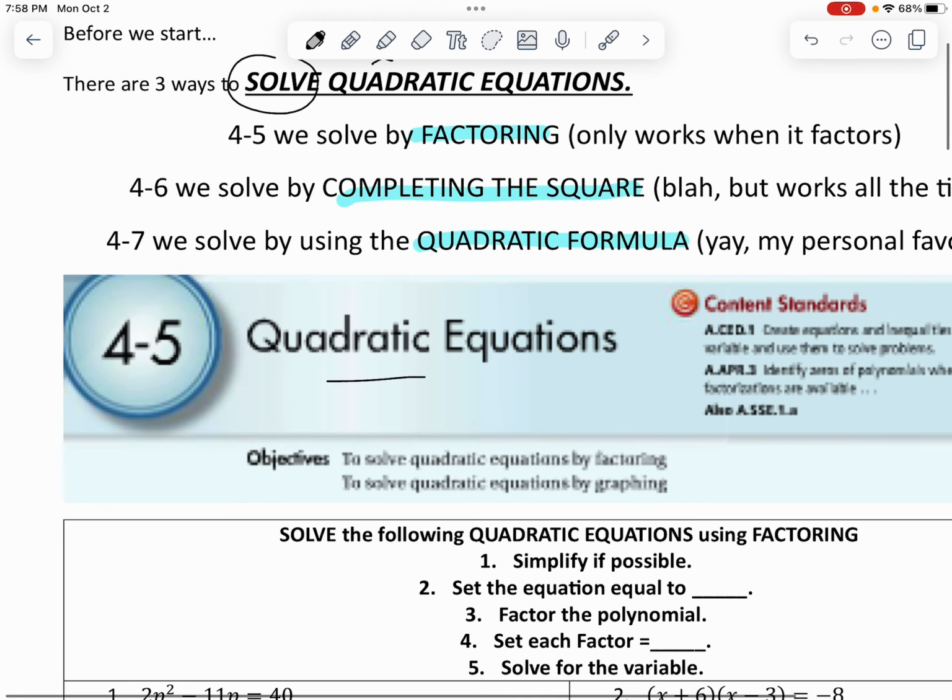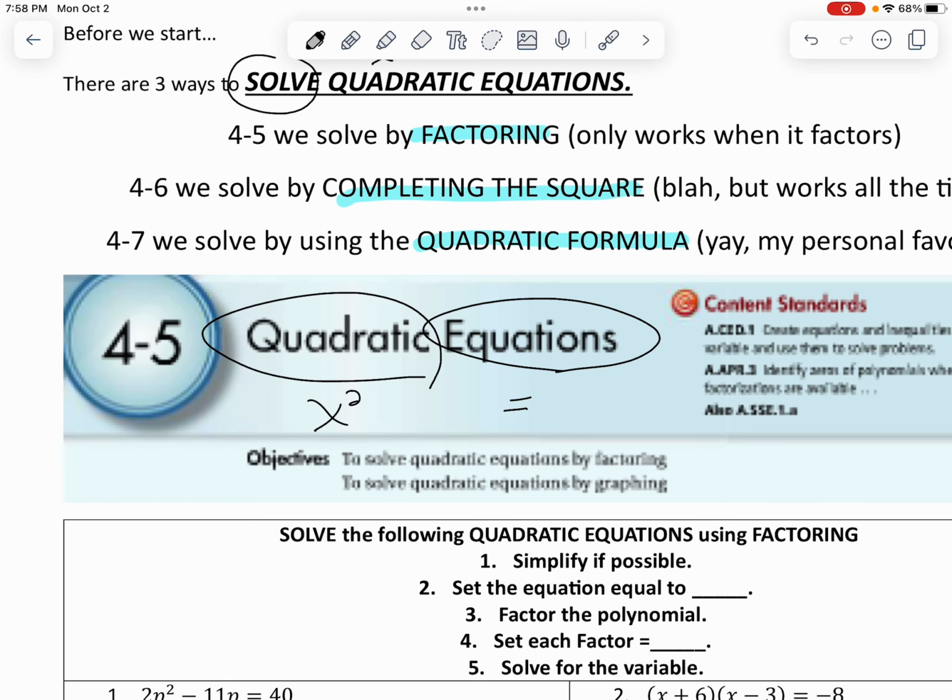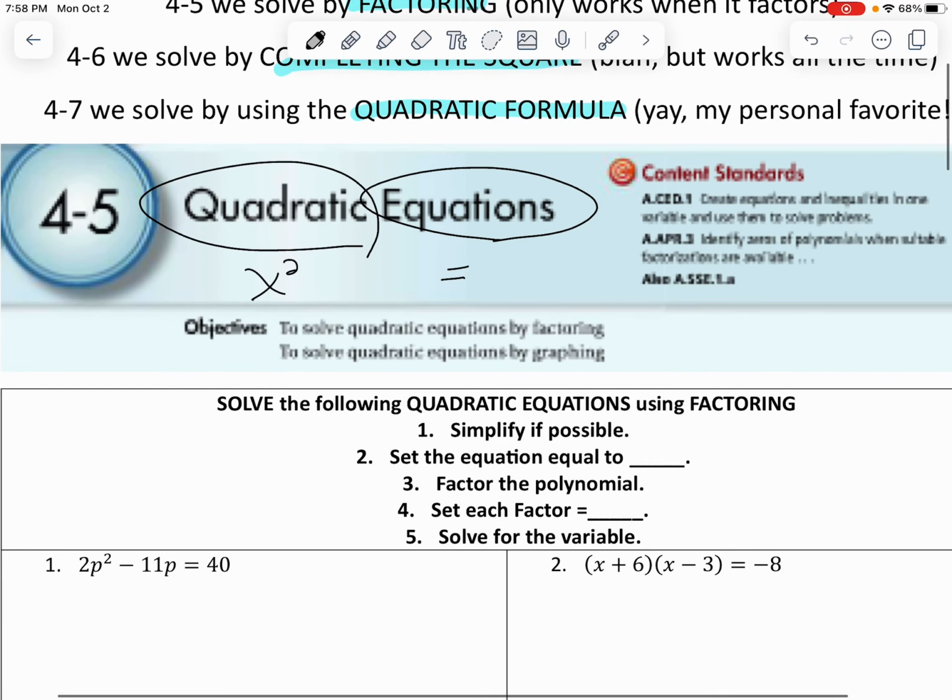All right, so quadratic equations means, again, we're going to have x squared. And equations means we're going to have an equal sign. And then we're going to solve for them, okay? It says we're going to do it by graphing. I'll do that on the calculator if we have time.